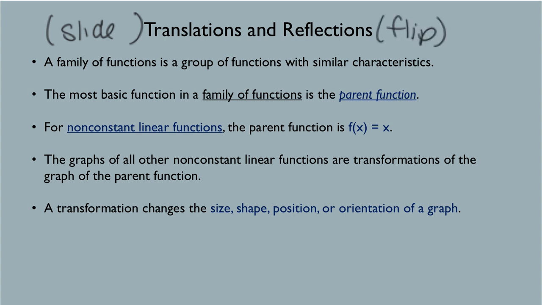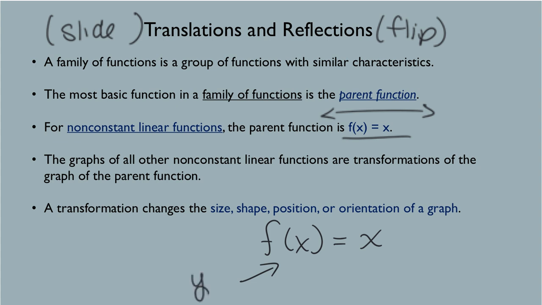The most basic function in a family of functions is called the parent function. In this case, our parent function is f of x equals x, and f of x is the same word. It's going to represent y. So in a way, this is y equals x. This is very important to remember, that this f of x is y. So a transformation changes the size, shape, position, or orientation of a graph.